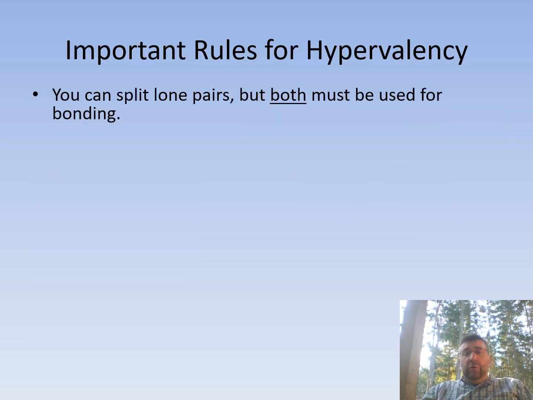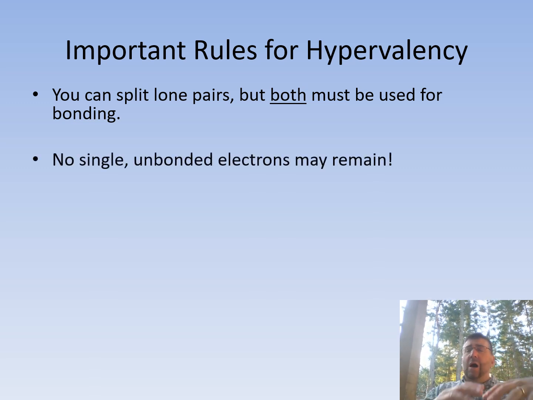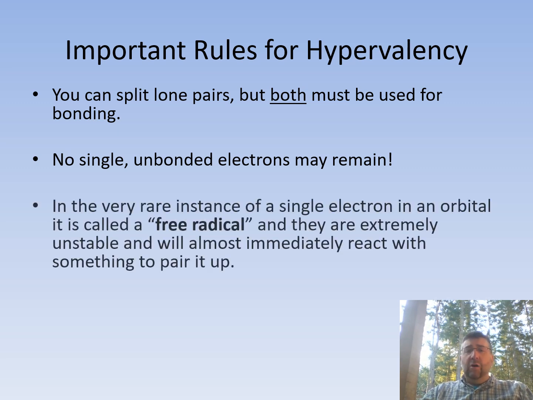So, some important rules for hypervalency. You can split lone pairs, but if you split them, both electrons must be used for chemical bonding. So every time you split a lone pair, you're making 2 more chemical bonds. You may not have any single unbonded electrons left over. So again, if you break up a lone pair, both must be used. If you do get the rare situation of a single unbonded electron left, we call that a free radical. Free radicals are not common because they are so highly reactive.